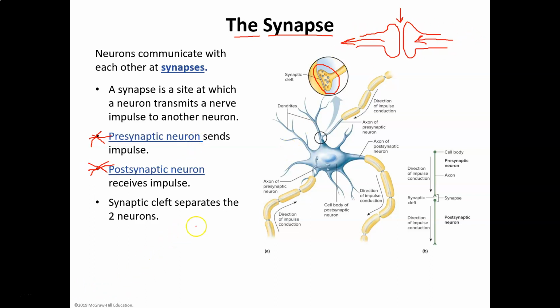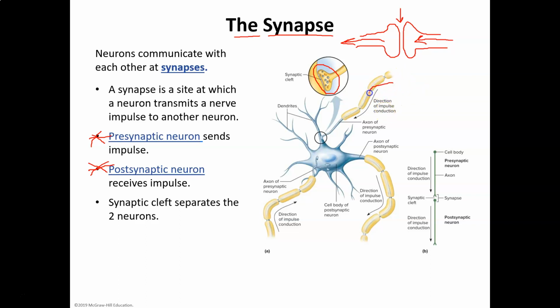The synaptic cleft separates the two neurons. This is a literal gap. The gap itself is on the order of 20 nanometers, maybe 20 to 30 nanometers. It's not much, but it's a gap. All right, so they show you.